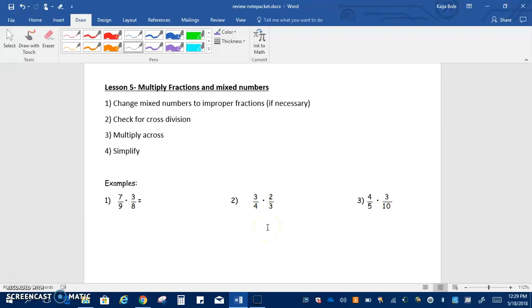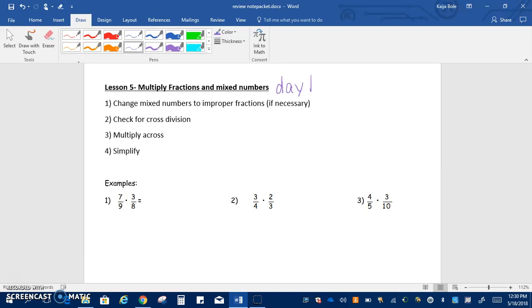Alrighty, here we are on lesson 5, multiplying fractions and mixed numbers, and this is going to be day 1. So, if you look at the procedure at the top, it says remember to change mixed numbers to improper fractions. Then you check for cross division, we multiply across, and then we simplify. So, number 1, we have 7/9 times 3/8.